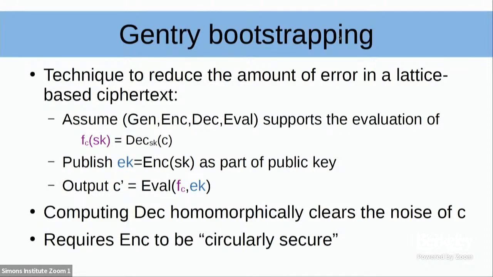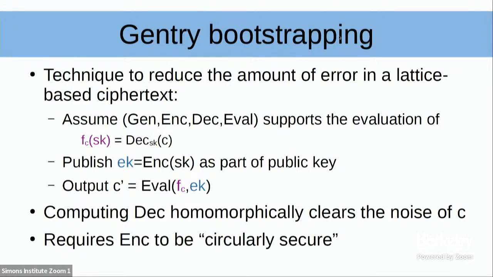Now, why is that interesting? It is interesting because it gives you a way to compute the identity function, which may seem trivial, but in a way that improves the quality of the ciphertext. Now, using the previous definition of correctness that I gave before, if you evaluate this function FC on an encryption of the secret key, so now the input to this function is the secret key.